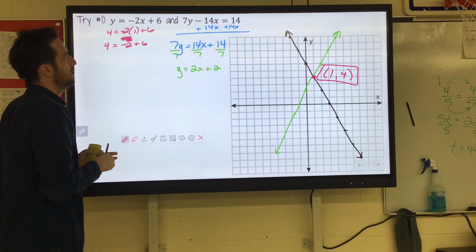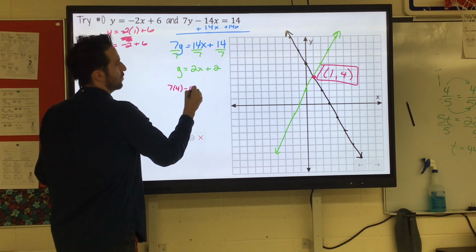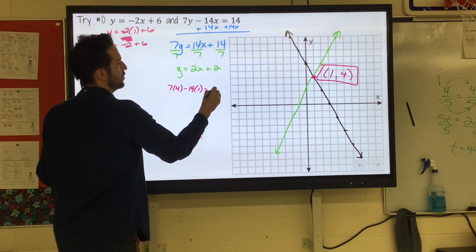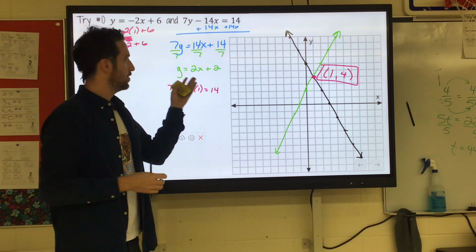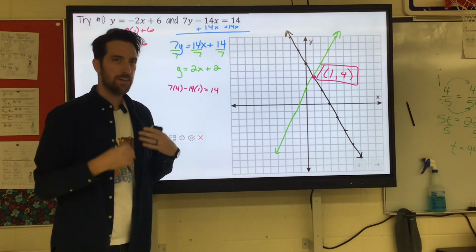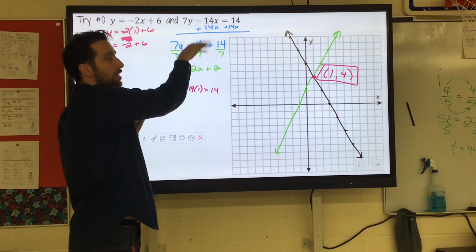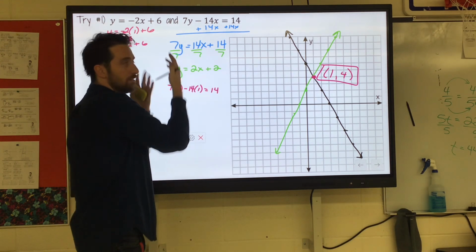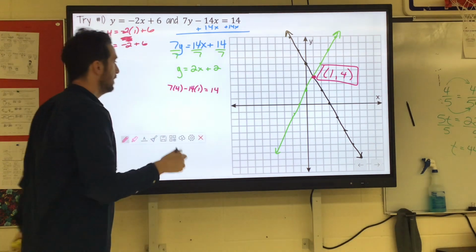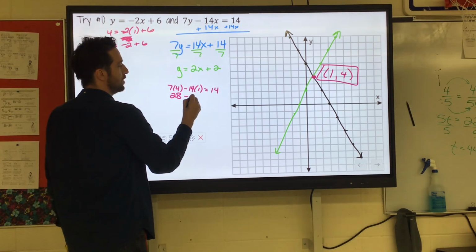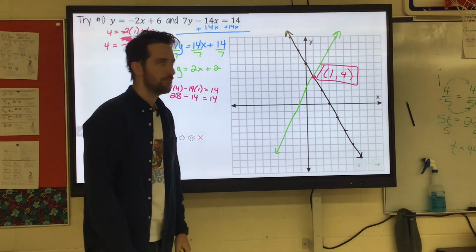That one worked. The other one, 7y, 7 times 4 minus 14x equals 14. Now, I'm checking it in the original. Hopefully, this equation in green is correct, but I like to go with the original usually because they gave us that. I might have made a mistake over here, so I trust their work more than I trust my own just because sometimes I make mistakes. So this would give me 28 minus 14, which does equal 14. So we're good. 1, 4 works. How fun.